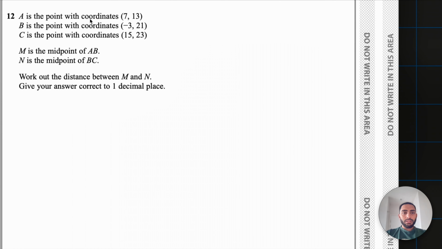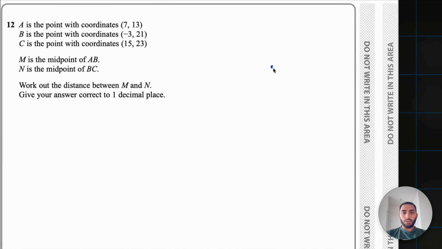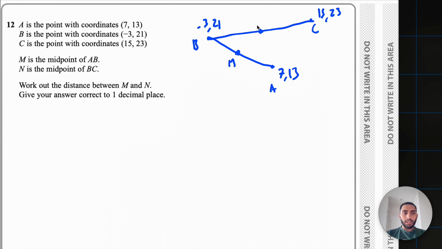Question 12. A is the point with coordinates 7, 13. So I'm going to put 7, 13 over here. That's A. B is the point with coordinates negative 3, 21. So negative 3, 21, which would be up here. C is the point with coordinates 15, 23. So it's going to be further to the right, and it's going to be a little bit higher than even B. So it'll be about there. C is 15, 23. M is the midpoint of AB. So if I connect both of these up, M is in the middle of this, and N is the midpoint of BC. So if I join these two up, the midpoint of that is N.